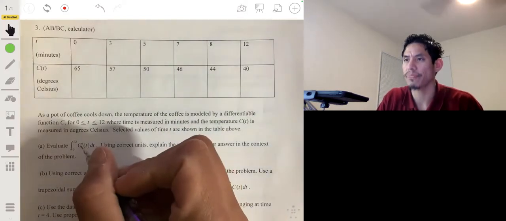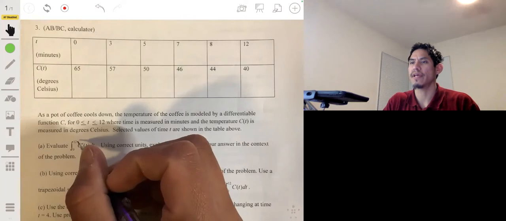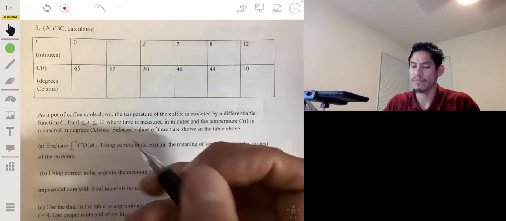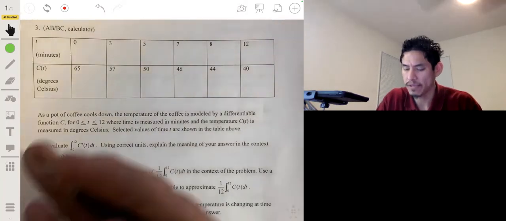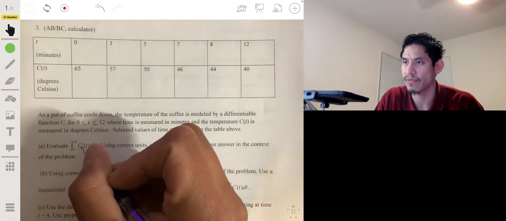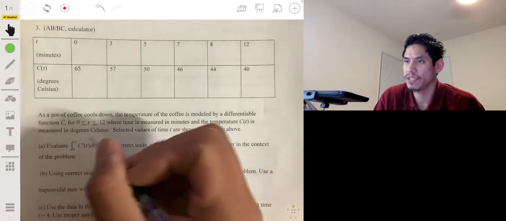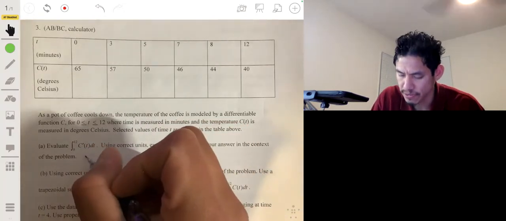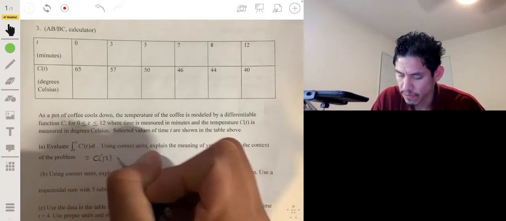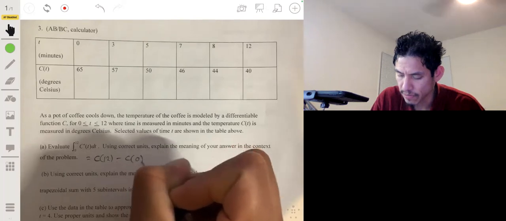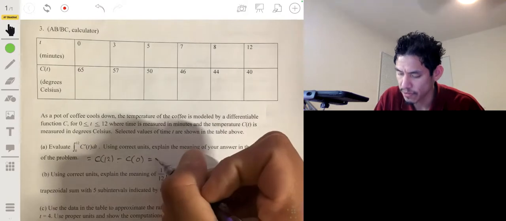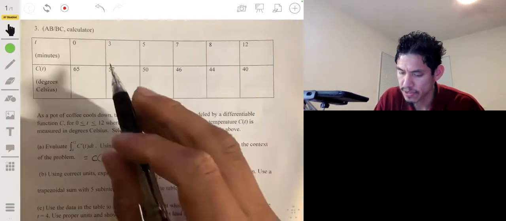All right, so since we're going to take the integral of the derivative of c of t, this is actually pretty simple, because remember that we want to basically get the antiderivative of c prime of t, which is just going to be c of t. So this is just going to be equal to c of 12 minus c of 0. And we have those values here. c of 12 is 40, and c of 0 is 65.